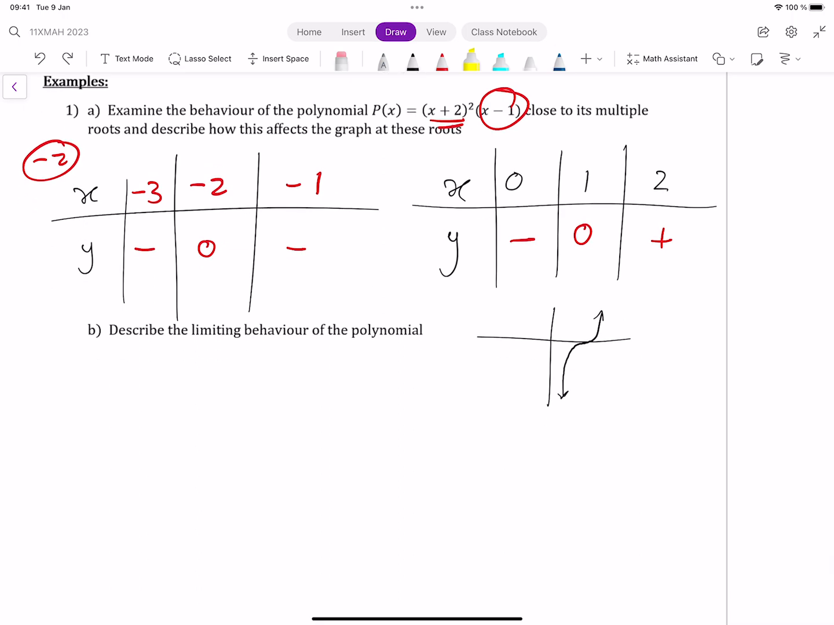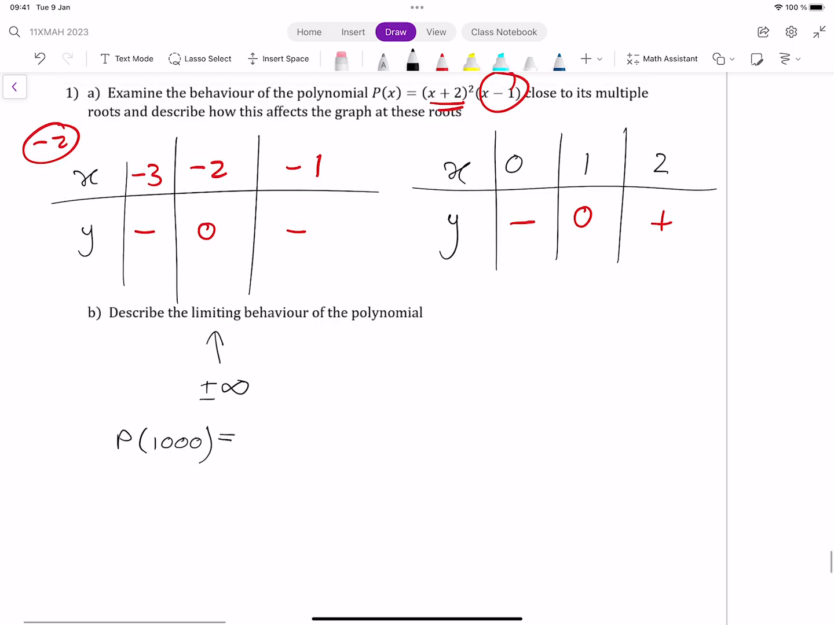Describe the limiting behavior of the polynomial. Limiting behavior means what happens at plus and minus infinity. We do that by substituting in p of 1,000. So all of this stuff we've talked about before, but I haven't formally shown you.